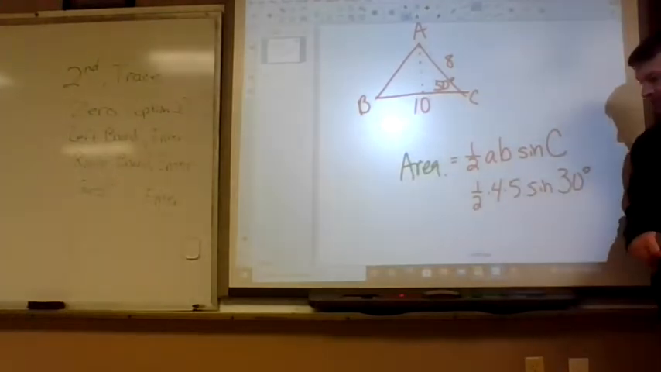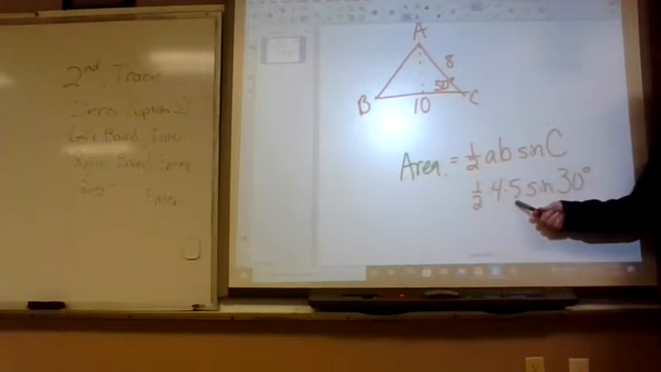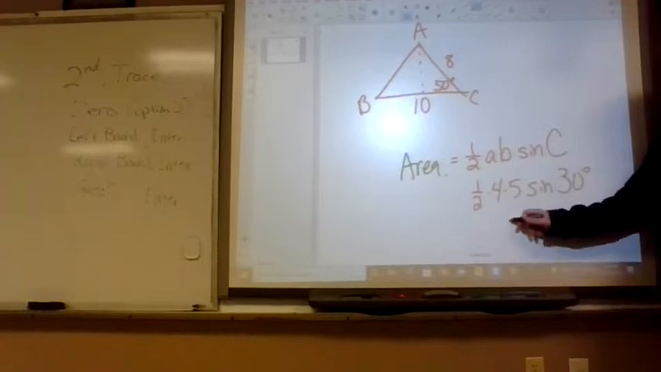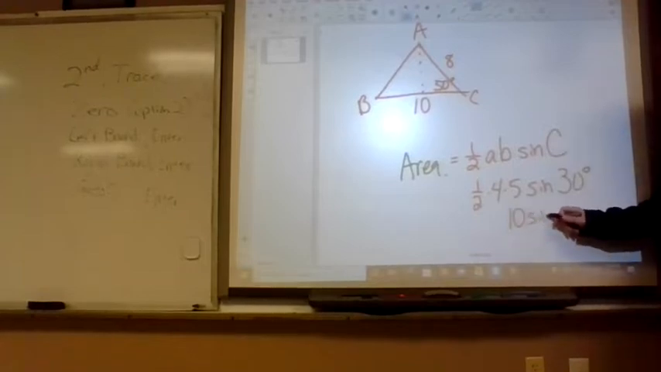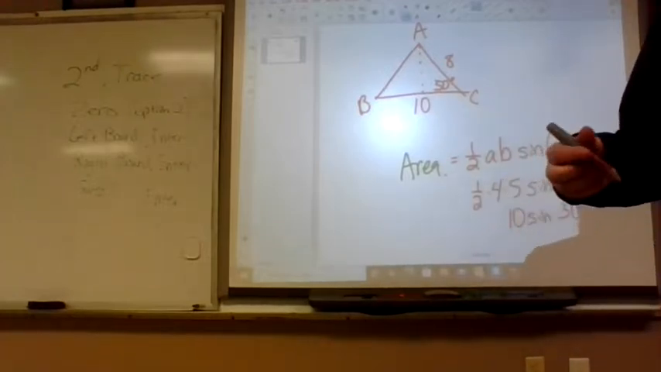So not too bad. Calculator? 1/2 times 4 times 5 is 10. So just plug in 10 times sine of 30. If your calculator's not in degrees, probably is from yesterday, right? We didn't use radians yesterday, did we? No. Okay. It is 5.